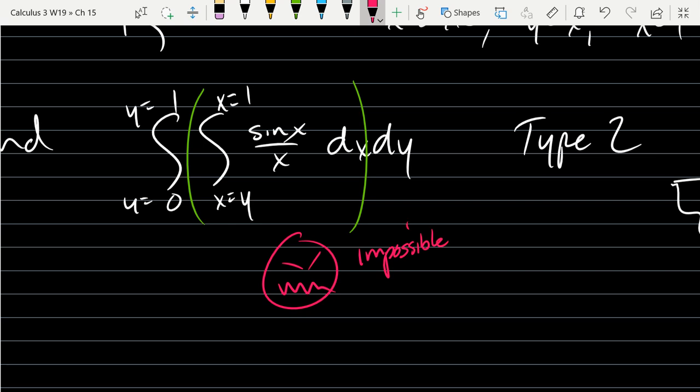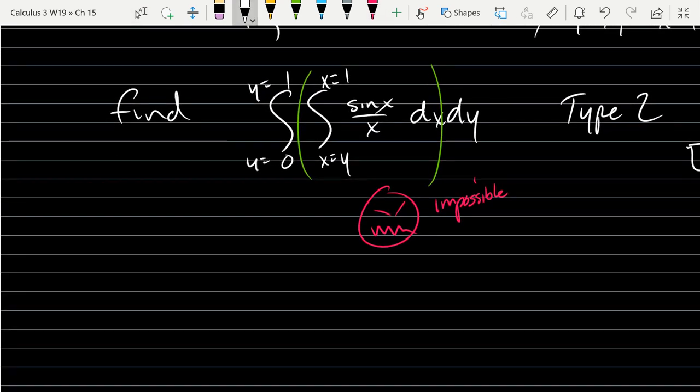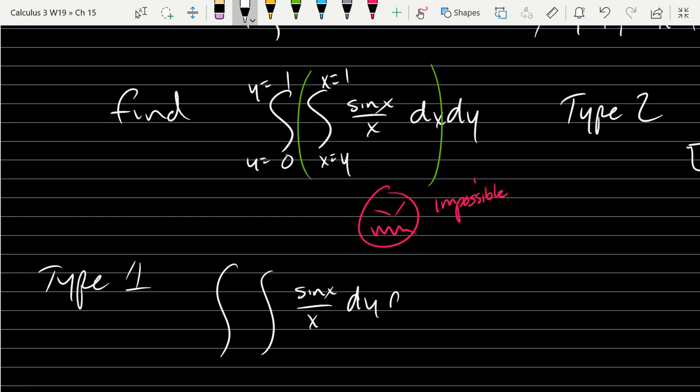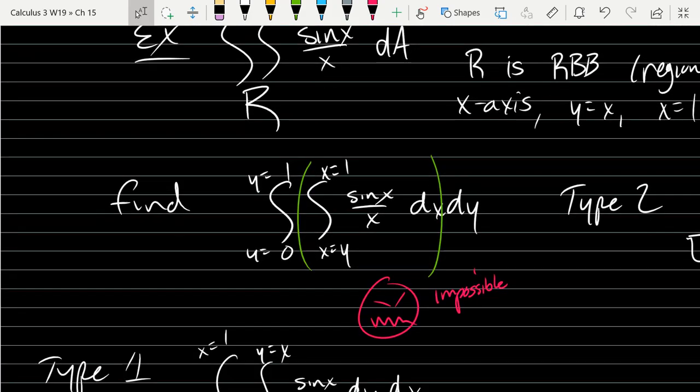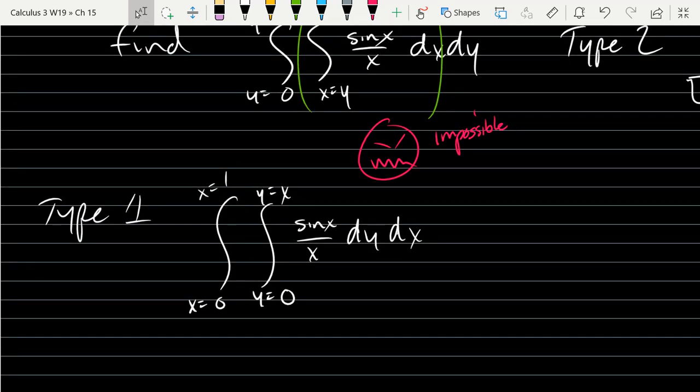Do we have to do type 2? No, set it up like type 1 instead. You should get the same answer. You're going to take a y antiderivative first. What is the y antiderivative of sine x over x? 1. Y times sine x over x. Very good. So go ahead and do that. Set it up like a type 1 and actually integrate it and finish this all the way. On the board, I just have the endpoints copied down.